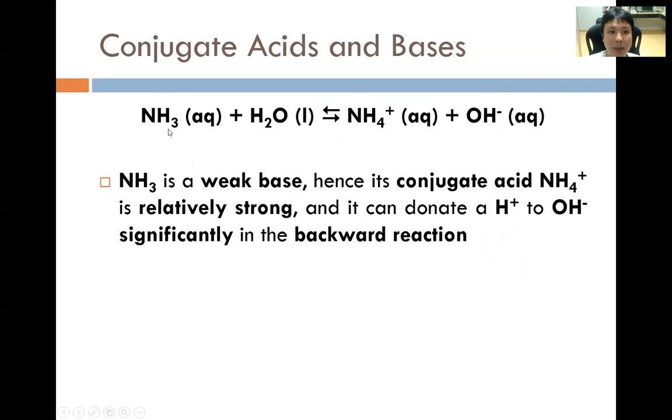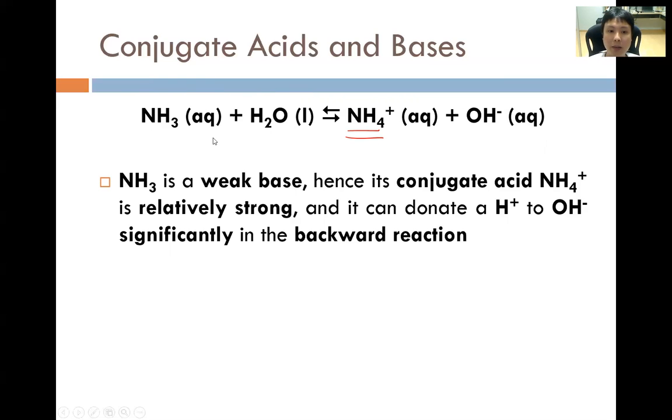However, if you have a weak base, such as aqueous ammonia, when it accepts a proton from H2O, it will form the conjugate acid and the OH- ion. But for this case, because it's a reversible reaction, the backward reaction will actually happen to a significant extent, and hence this will actually be a relatively stronger acid, so that it can react with the OH- to give you some significant proportions of the aqueous ammonia.